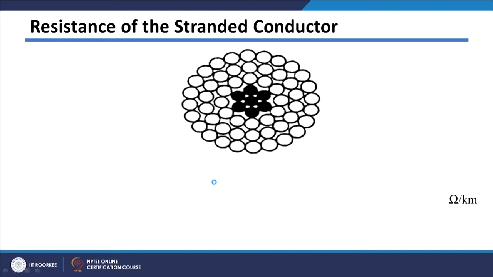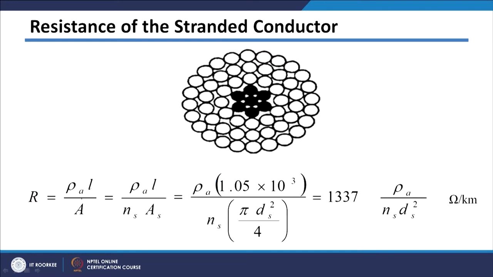However, our actual conductor is not a single conductor. The earlier formula was applicable for only a single conductor. However, if there are many strands in the conductor, like I have shown here, we can calculate the resistance like this. Resistance is given by again rho L by A, the same formula: resistivity, length of the conductor, cross sectional area. Now, since there are many strands of aluminum, let us say there are ns number of strands and each strand has a cross sectional area of As. So the overall cross sectional area of aluminum will be given by ns multiplied by As.